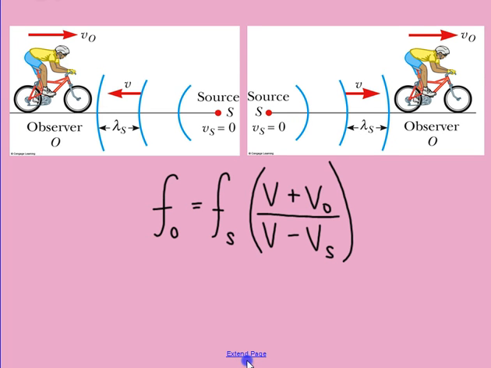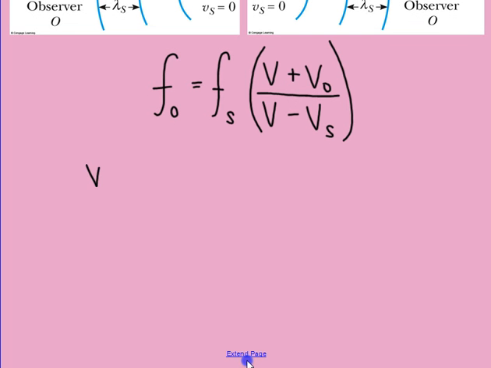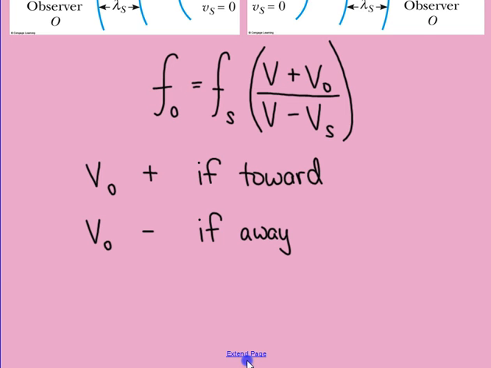Now, there are some rules for plugging numbers into this equation that are very important. If the observer is moving toward the source, the speed is positive. If the observer is moving away from the source, the speed is negative. In other words, we'd plug in a negative number for that speed. We wouldn't change the equation at all.